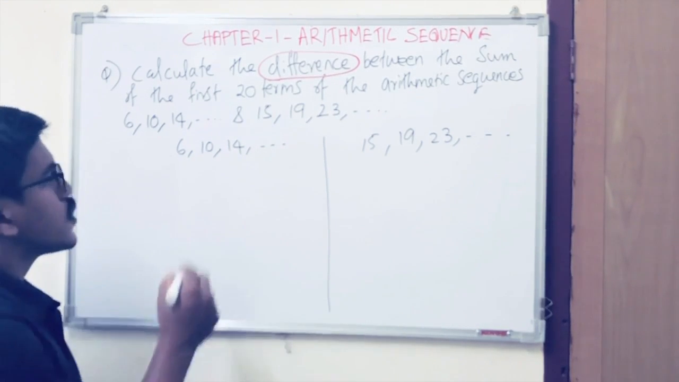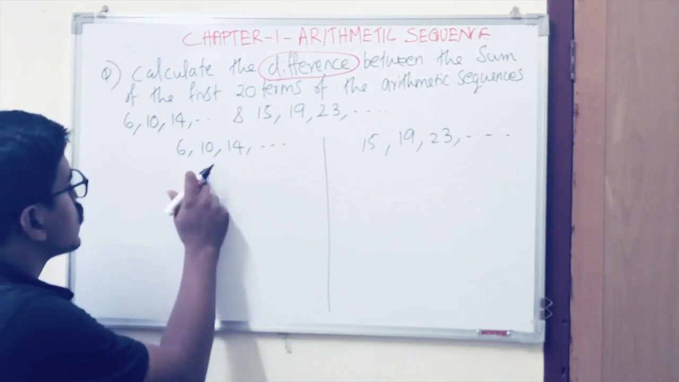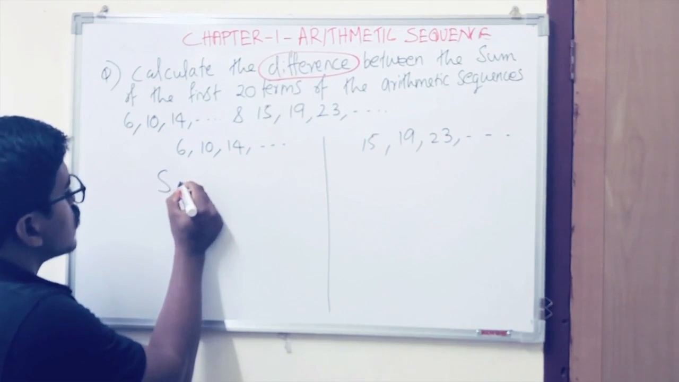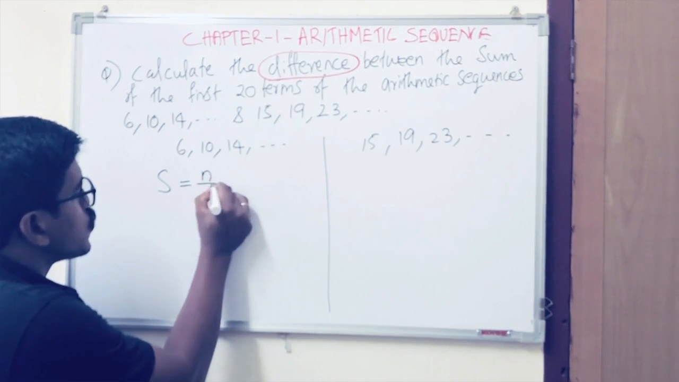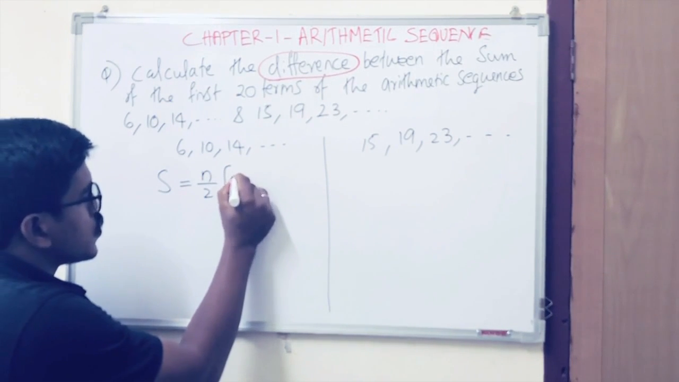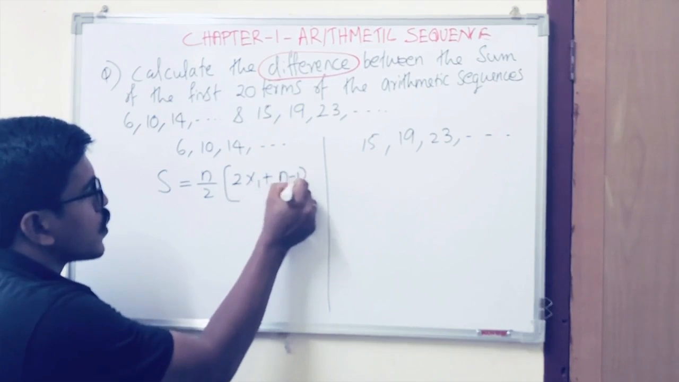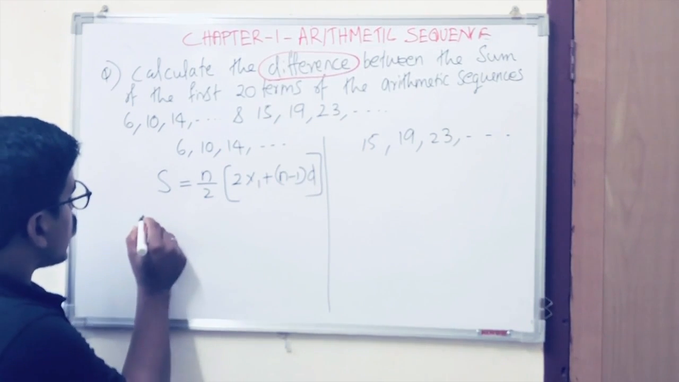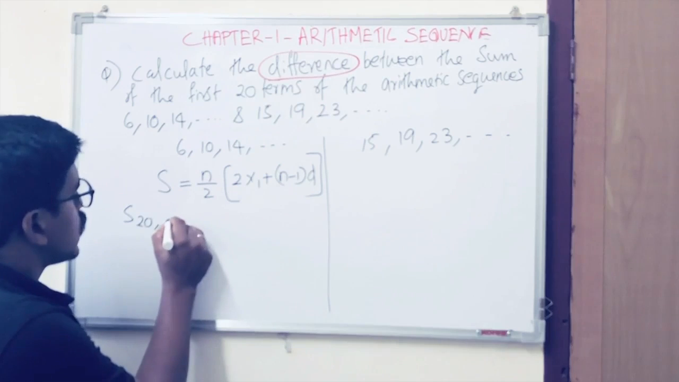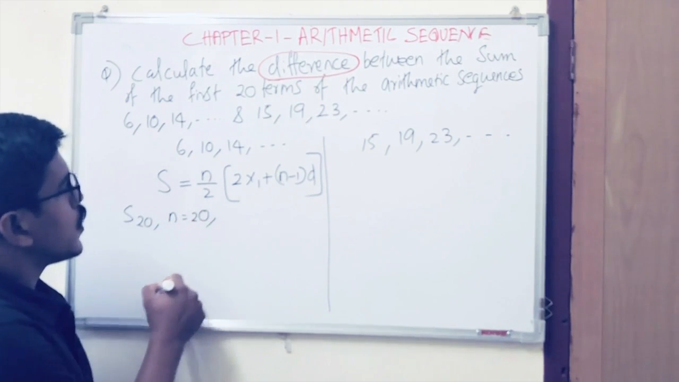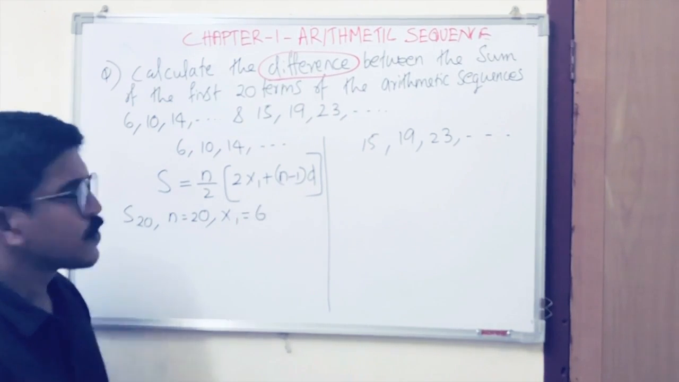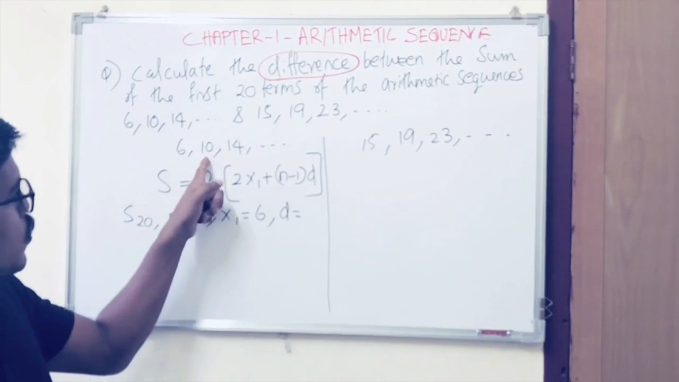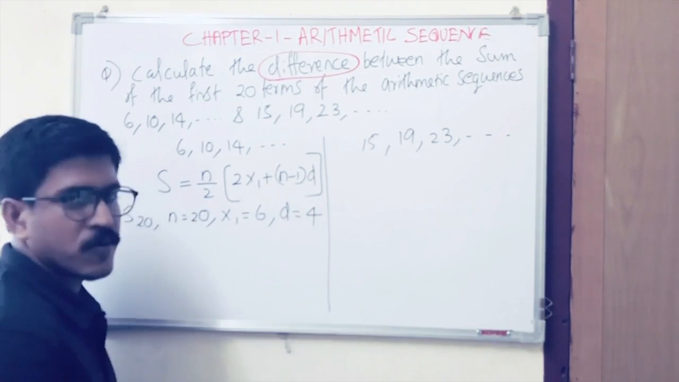So first we can take the sum of this arithmetic sequence. All of you know the equation to find out the sum of an arithmetic sequence, that is S is equal to n by 2 into (2x1 plus (n minus 1) into d). Clear? Here we are going to find out S20, right? So n equal to 20, x1 is here, it is 6, and the common difference: 6 plus 4 is 10, 10 plus 4 is 14, that is the common difference is 4.